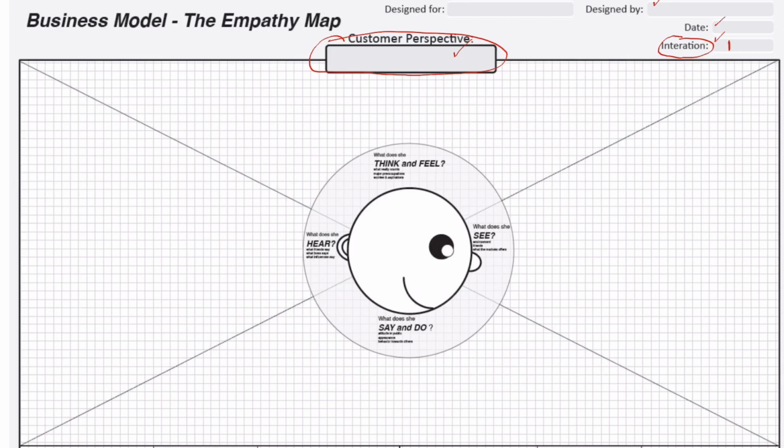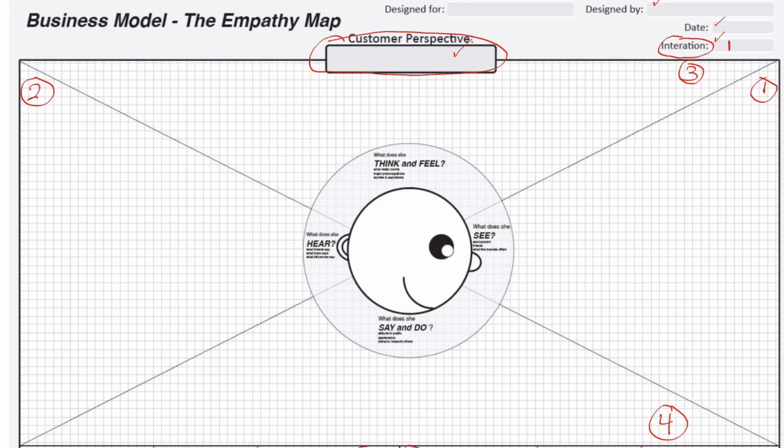Now on the map itself, you'll notice that there are 4 quadrants, and there are also a couple of boxes at the very bottom. The way that you fill this out in order is we start on the right-hand side here, and then we jump to the left-hand side, then we go to the top, and then the bottom, and then we go over here lastly to the pain and the gain, which I will of course explain so that you know what to do.